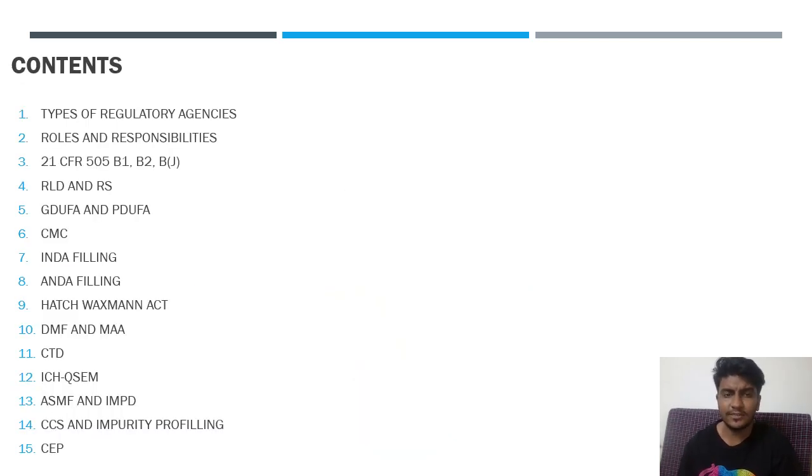This is the content that I will be covering: the types of regulatory agencies that are available, roles and responsibilities of RA, 21 CFR, that is Code of Federal Regulations, 505(b)(1), (b)(2), (j), RLD, which is reference listed drugs, RS, that is reference standard, generic drugs, critical chemistry manufacturing control, investigational new drug application or new drug application, ANDA filing, Hatch-Waxman Act and Orange Book, drug master file and marketing authorization application, common technical document, ICH Q-series guidelines, active substance master file, CCS, that is container closure system, and impurity profiling, and the certificate of suitability for European pharma according to the European Pharmacopoeia, CEP.